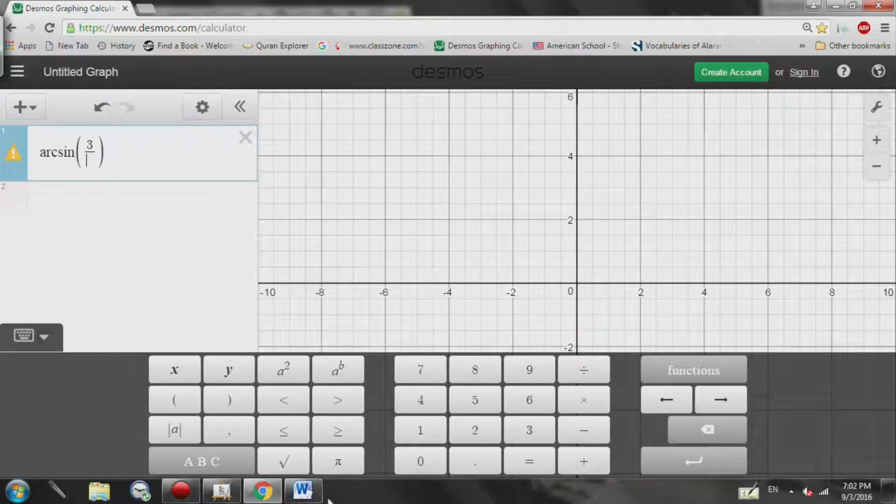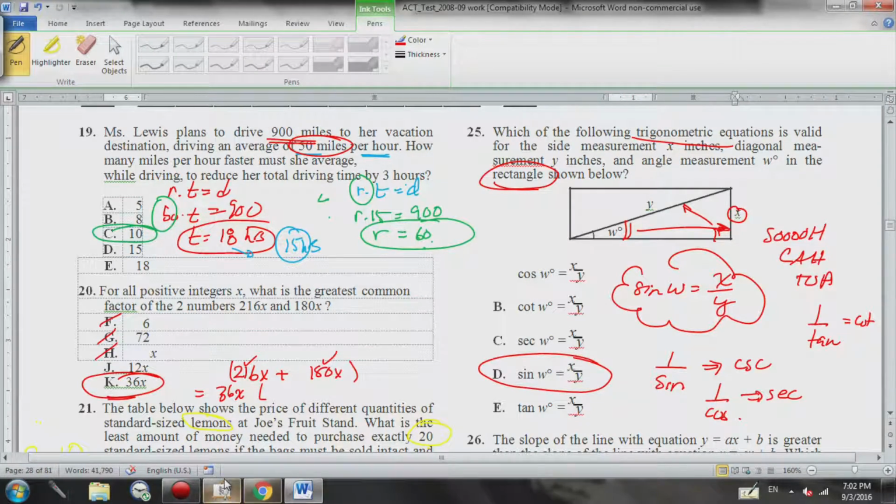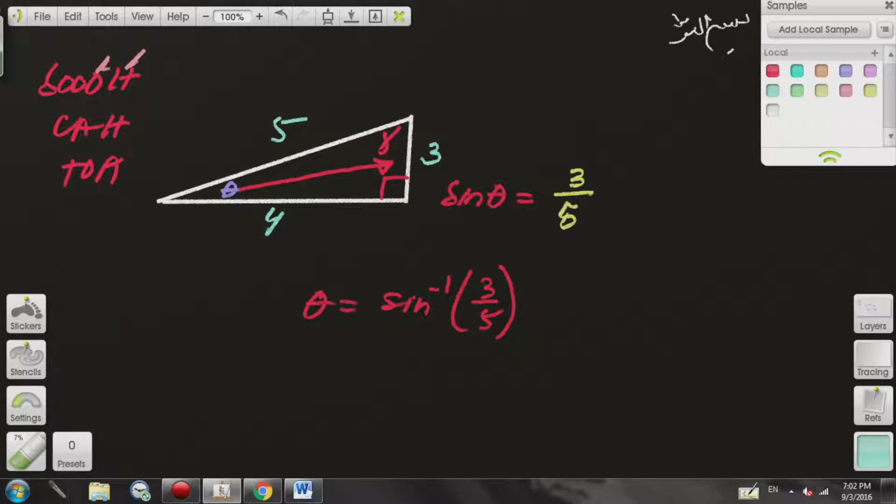3 over 5, right? Is it fine? 36.9. So you have to be careful. So make sure that you're in the degrees or radians mode. So 36.9 degrees, like that. So this is very important.